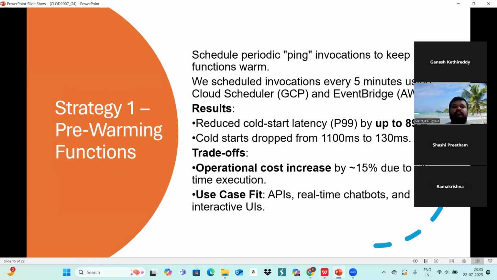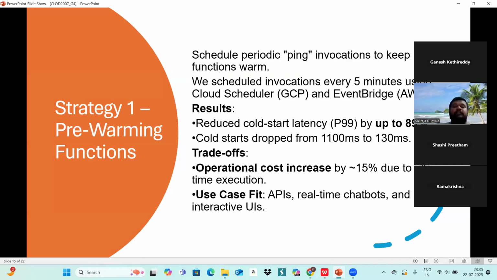A cold start happens when a serverless function has not been invoked in a while. The cloud provider needs to spin up a new container, load the function and initialize the dependencies. This adds latency, sometimes over 1 second. To reduce this, we used a pre-warming approach.